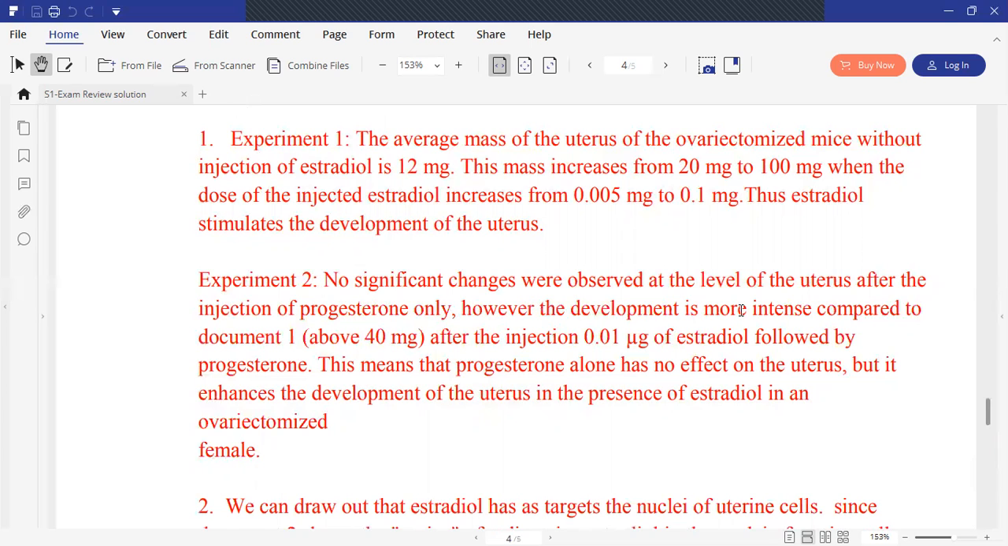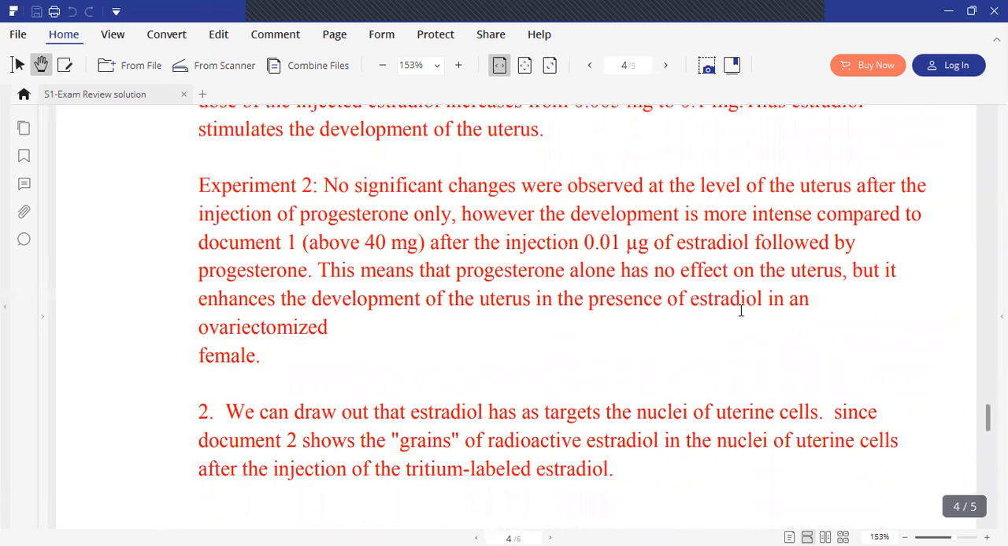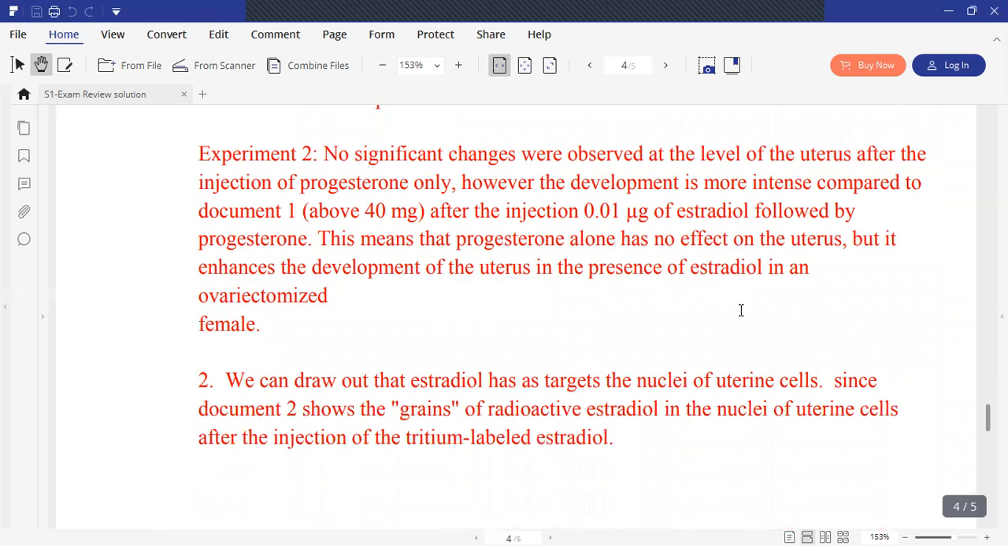What can we draw from this experiment? Justify your answer. You can draw that estradiol has as target cells the nuclei of the uterine cells. This is shown by the grains of radioactive estradiol in the nuclei of the uterine cells after the injection of tritium-labeled estradiol.